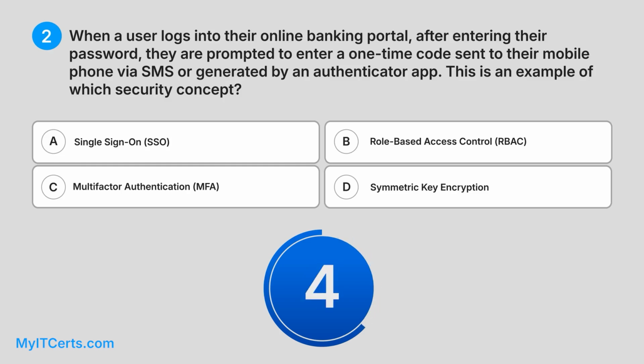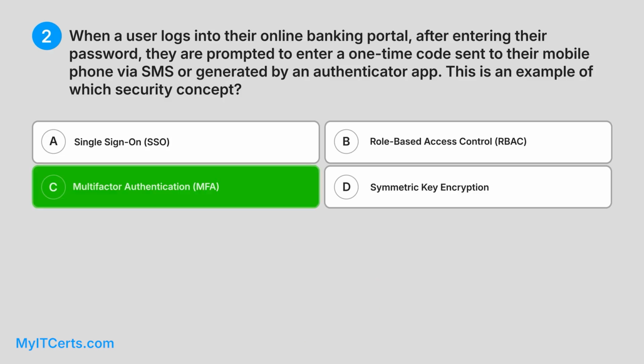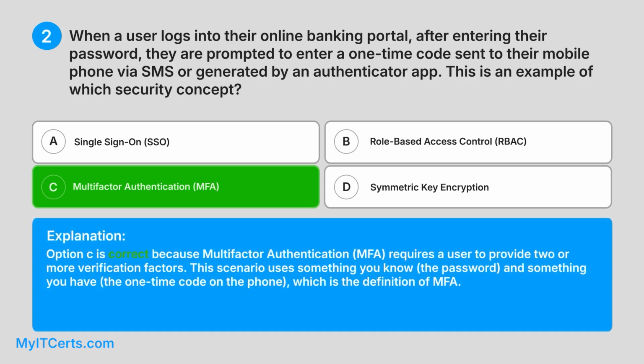Can you guess the answer? Correct answer, C. Multi-factor authentication, MFA. Explanation. Option C is correct because multi-factor authentication, MFA, requires a user to provide 2 or more verification factors. This scenario uses something you know, the password, and something you have, the one-time code on the phone, which is the definition of MFA.